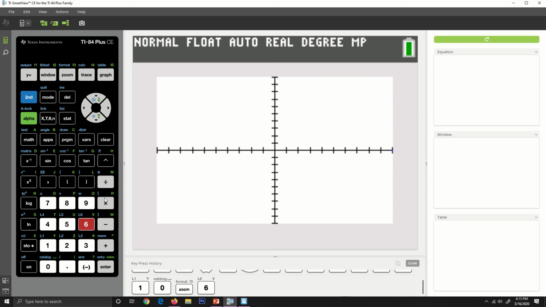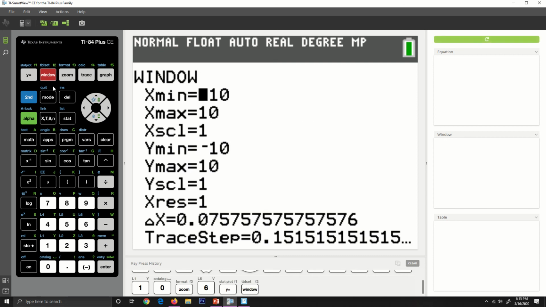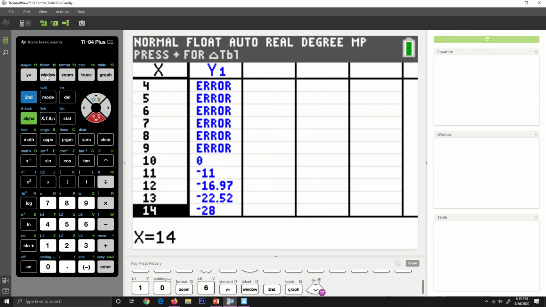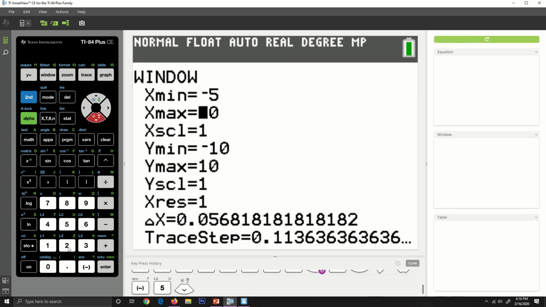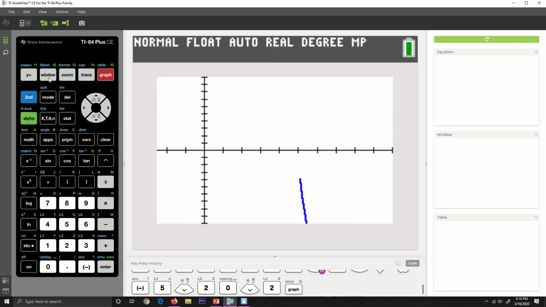And what do we get here? Oh, I'm not getting anything. Why am I not getting anything? Oh, maybe I can't see because maybe it doesn't show in the window. Let's see here. Hit graph. I got an error. There we get some numbers. So I changed my window to make this work here. So let's change this x minimum to -5, and let's make this x maximum 20. And let's go by 2's and see what we got now. Oh, getting closer. All right, so I need a little bit more.